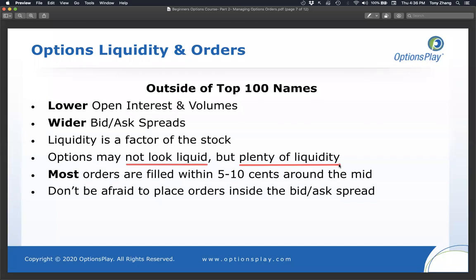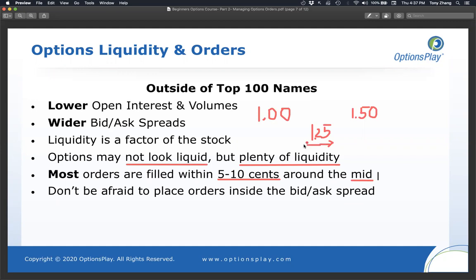So well outside of the top 100 names, and we're looking at the 500th largest market cap name, what we see is that most orders are filled within 5 to 10 cents around the midpoint, so around that theoretical value. So you might have, let's say, something that's trading at $1 by $1.50, and a midpoint of $1.25. Even though the spread here looks like it's 50 cents, many times you'll be able to get your orders filled just within 5 or 10 cents of 1.25.